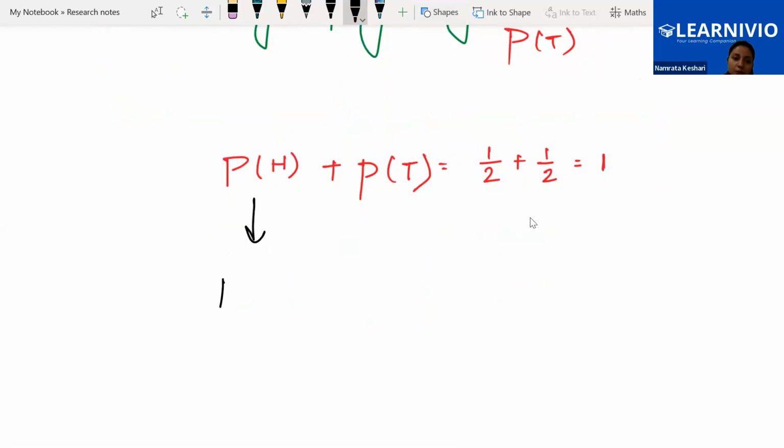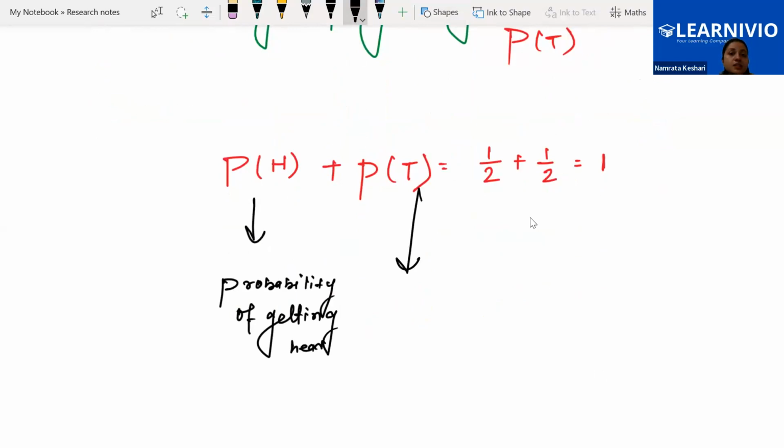This represents the probability of getting head, and the other one represents the probability of getting tail. Instead of tail, can I write the probability of getting something that is not head? Because here are two options only, either it is head or it is tail. So when I'm saying not head, that also means tail only. Yes or no?